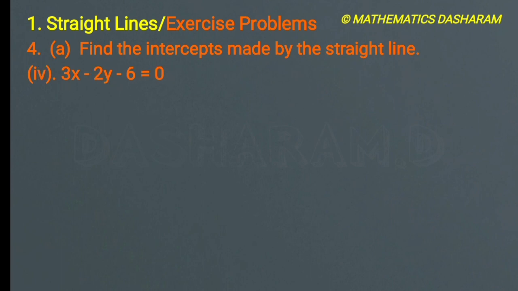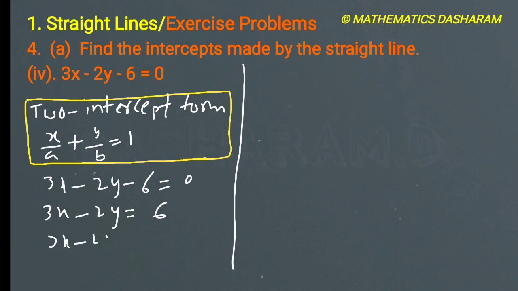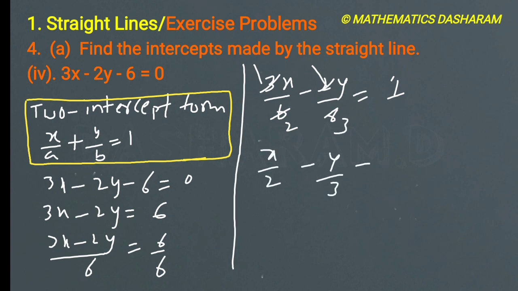Next, the fourth problem is 3x minus 2y minus 6 equals 0. So the given equation is 3x minus 2y minus 6 equals 0. Next we need to move the constant to the RHS, so it is plus 6. Next, divide 3x minus 2y by 6 and 6 by 6. 3x divided by 6 minus 2y divided by 6 equals 1. Next, here 3 ones are 3, 3 twos are 6, so x by 2 minus y by 3 equals 1.